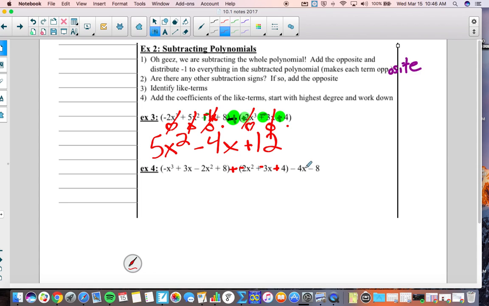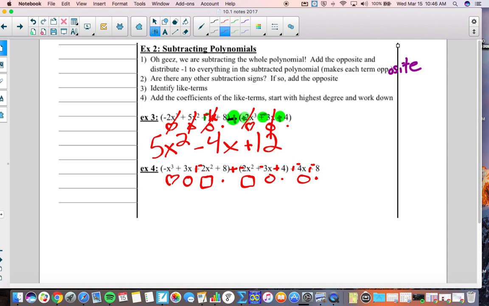Now, you could notice these minus signs here, like we've done in the past. Change them to adding the opposite if that helps you. Now we identify like terms. So here's an x to the third. No other x to the thirds. Here's an x squared. There's an x squared. Here's an x. There's an x. There's an x. Here's a constant and a constant and a constant, plain old number.